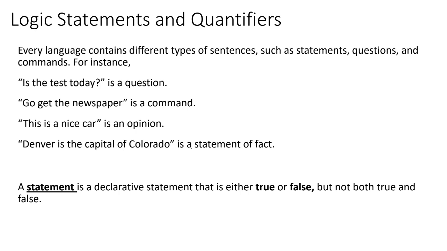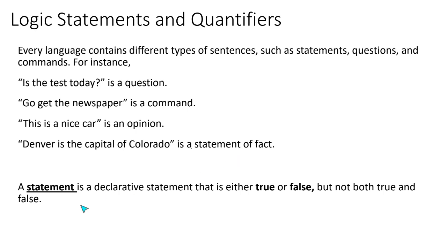So we're going to be looking at different types of sentences, and then we're going to talk about which ones are the ones that we're interested in for logic. So here's just a couple of sentences. Is the test today? This is a question. Go get the newspaper. We call that a command. This is a nice car is more of an opinion type of statement. And then Denver is the capital of Colorado. This is a statement, but this statement can be clearly stated as a true fact or a false statement.